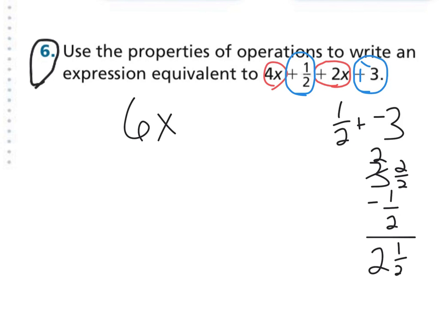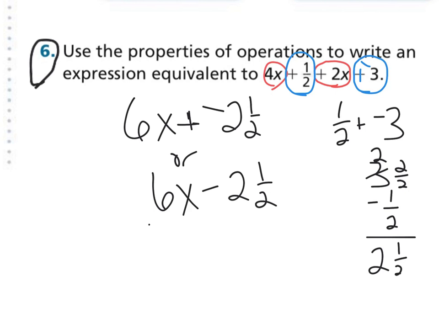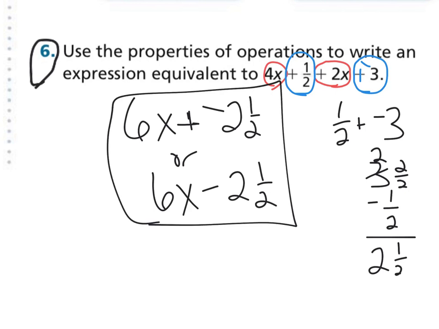It's 2.5. We had more that were negatives than positives, so the negatives are going to win out in this battle. And so that means we have 6x plus negative 2.5, or you could write it as 6x minus 2.5. Okay, if you notice that bottom expression, if you add the opposite, you'll get plus negative 2.5 just the same. Again, if you had it switched around, negative 2.5 plus 6x would be fine also.